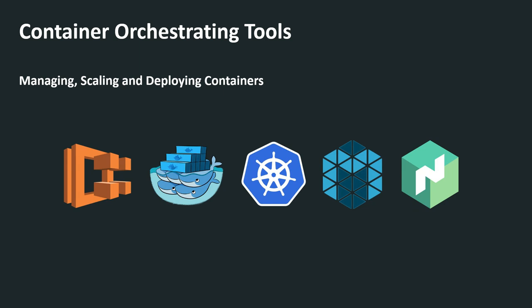Docker Swarm is one of them, which is for less complex, a bit smaller containerized applications. You also have Apache Mesos. You also have HashiCorp Nomad. And you also have an AWS service called Amazon Elastic Container Service, which is ECS. So ECS is one of the container services that AWS offers, and it is essentially a container orchestration service.